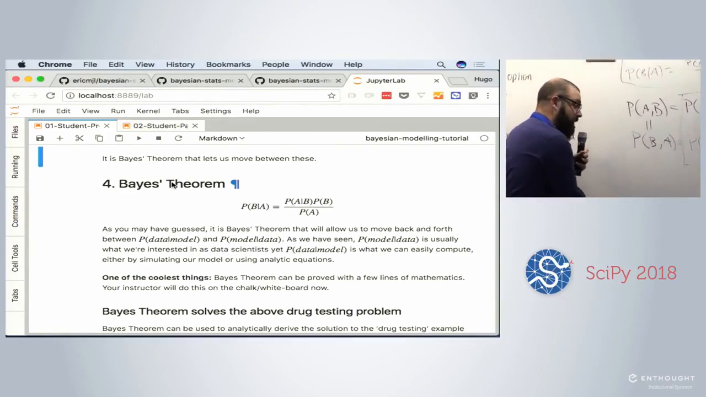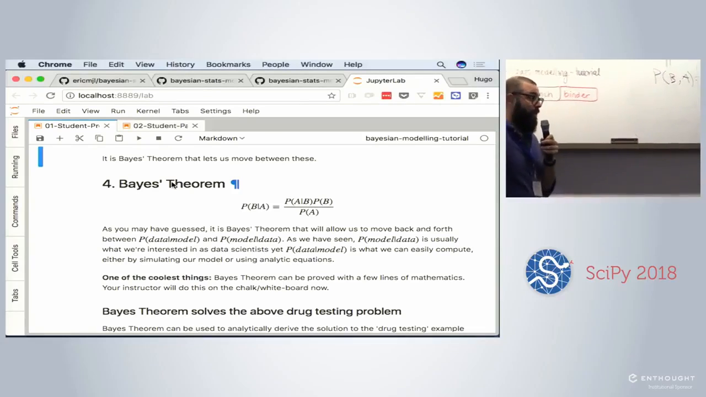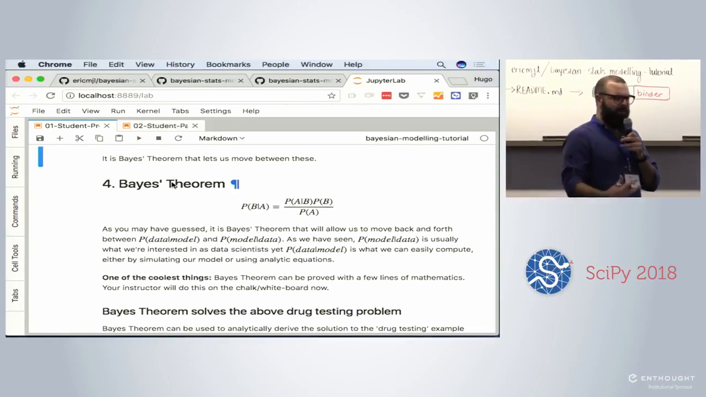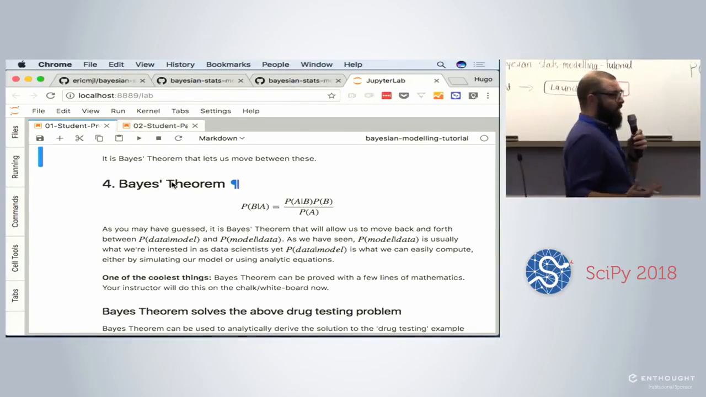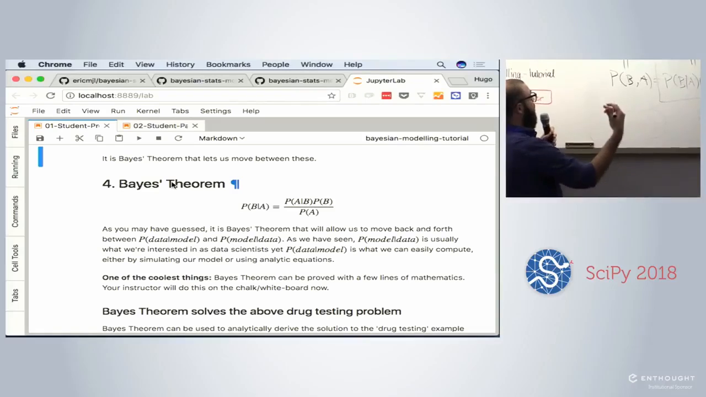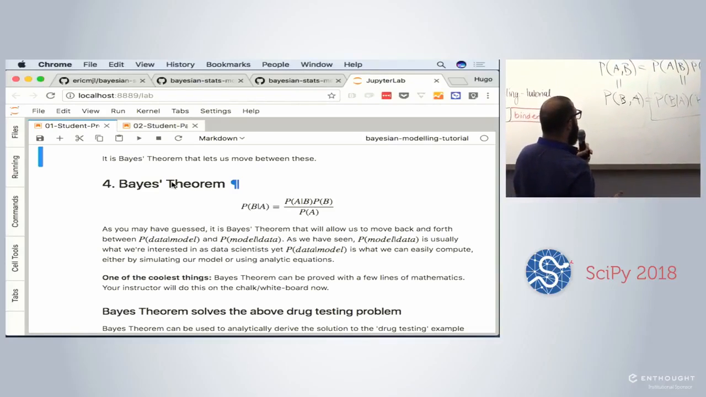And this is going to be the fundamental theorem that will allow us to think about how to calculate probabilities of models and parameters given empirical data that we've collected in the world, okay? And that's really cool to me, and I think it probably is to you, and that's why we're all here.